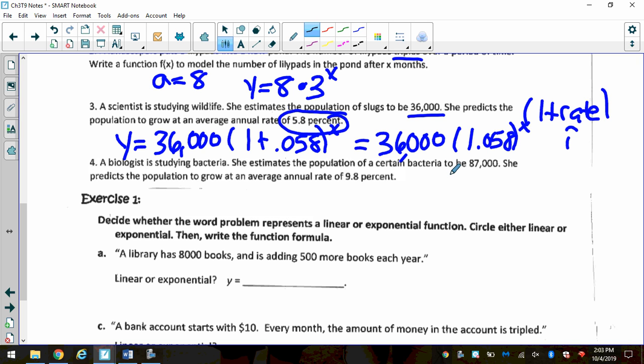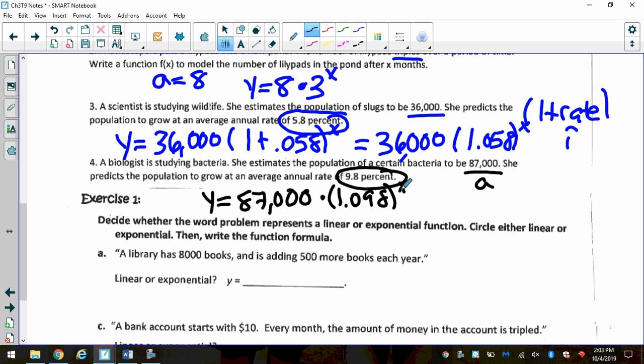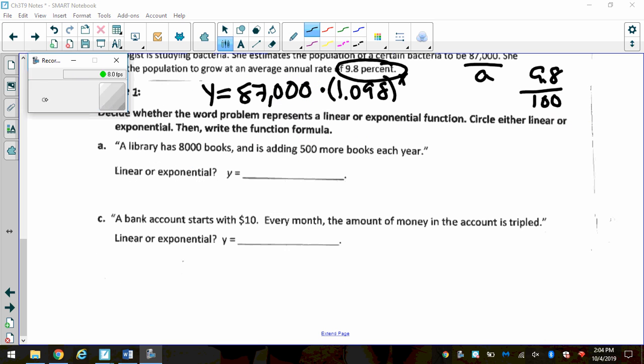Let's try the next one. It's the same idea. So we have the population of bacteria starts out, that's your A, and it's growing at a rate of 9.8. So you're going to have y equals 87,000 times 1.098 to the x. If you're unsure, you take your percent and divide by 100 in your calculator. That's how I'm getting the 0.098.